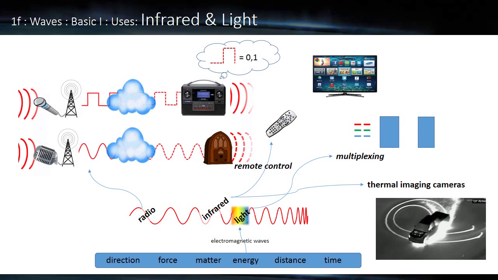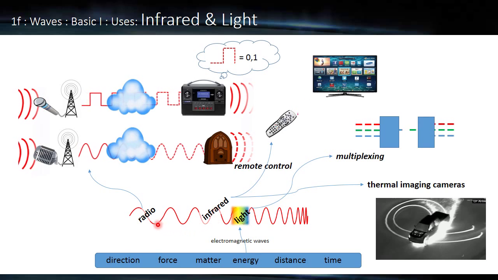This is Unit 1F. It deals with infrared and light, and in particular the difference between digital and analog communications. So starting at the bottom here, the key idea is energy, and from that we have electromagnetic waves, and we have light, infrared and radio. So let's have a think then about this difference between digital and analog.